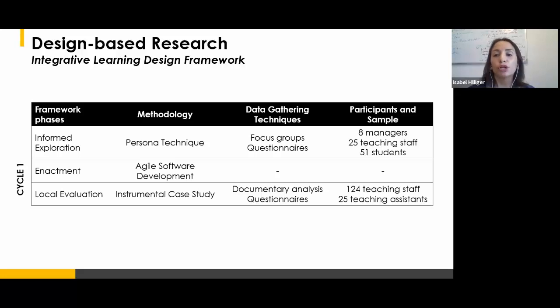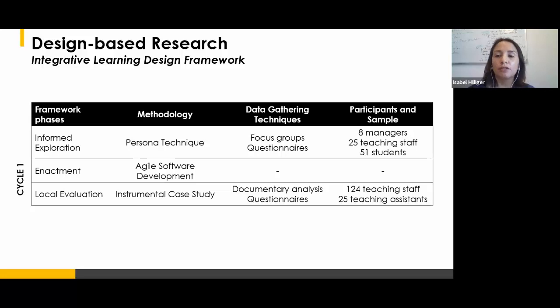Then we worked jointly with a Chilean company called UPlanner. They develop software for higher education, and we used their agile software development strategy to develop a curriculum analytics tool. Then we conducted an instrumental case study to evaluate the use of this tool at Pontificia Universidad Católica, PUC Chile for simplicity. We used documents related to a continuous improvement process that was implemented in this institution and that involved about 124 teaching staff members. We also applied questionnaires to teaching assistants who interacted more with the curriculum analytics tool.